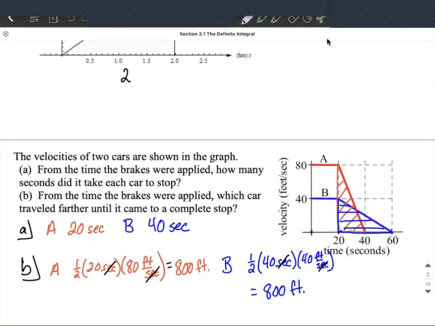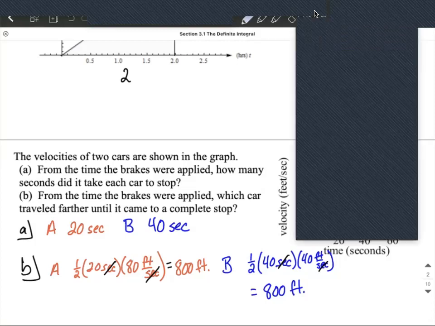I hope this helps out. We want to start visualizing derivatives, definite integrals as being areas underneath the curve. Good luck.